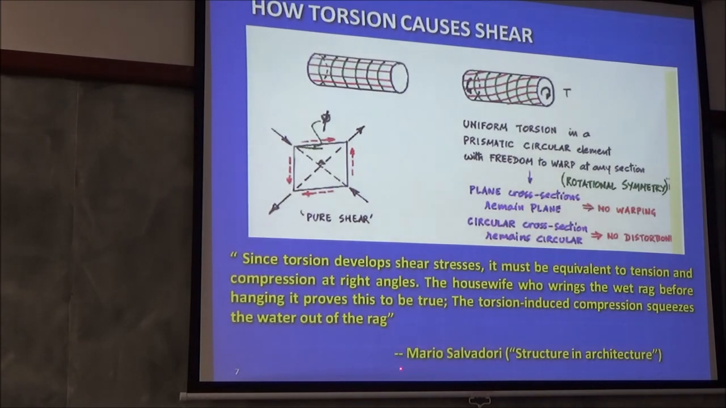Mario Salvadori, in Structure in Art, a very famous book, writes: since torsion develops shear stress, it must be equivalent to tension and compression at right angles. Look at the language he's used. Very few engineers can write like this. The housewife who wrings a wet rag before hanging it proves this to be true. This is how you should learn engineering. You have to be a housewife.